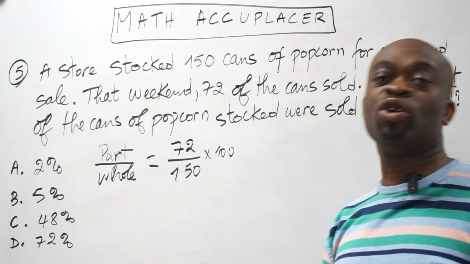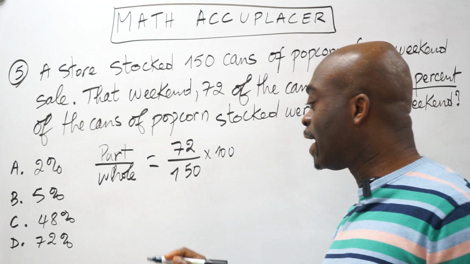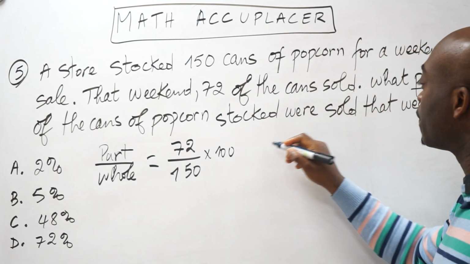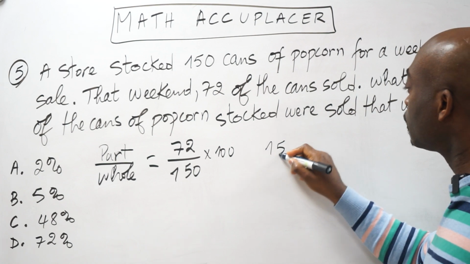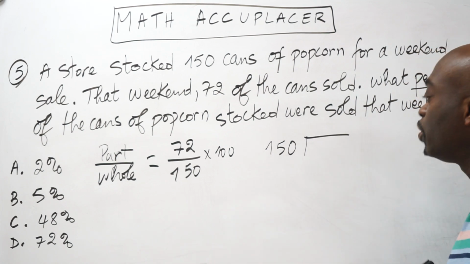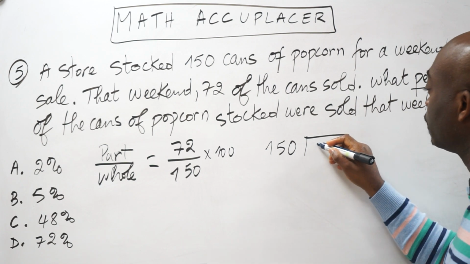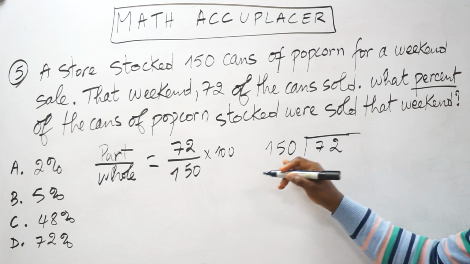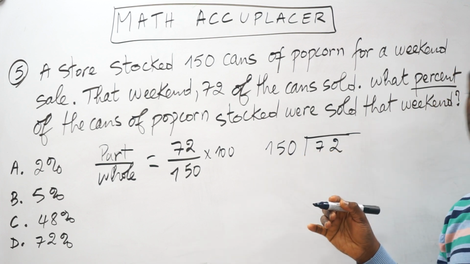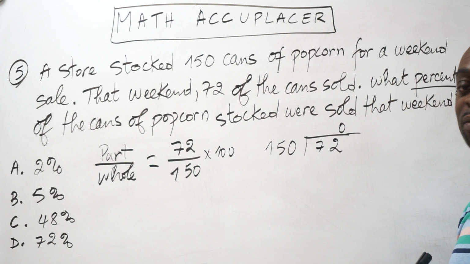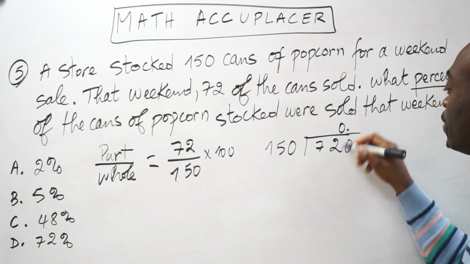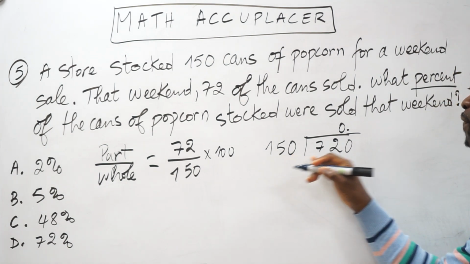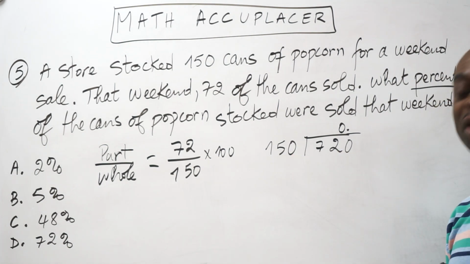Or somebody could say, let me go straight at it. That means I have 150 divided into 72. So let me put it here. How many times can 150 go into 72? 0 times. So you have your 0, and then the decimal point. Now you add 0 to continue. So how many times does 150 go into 720?